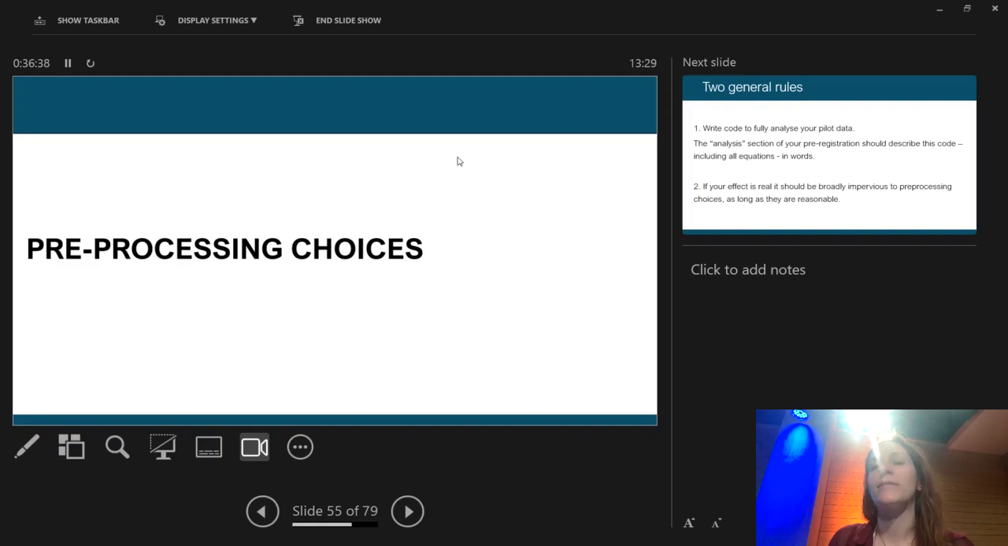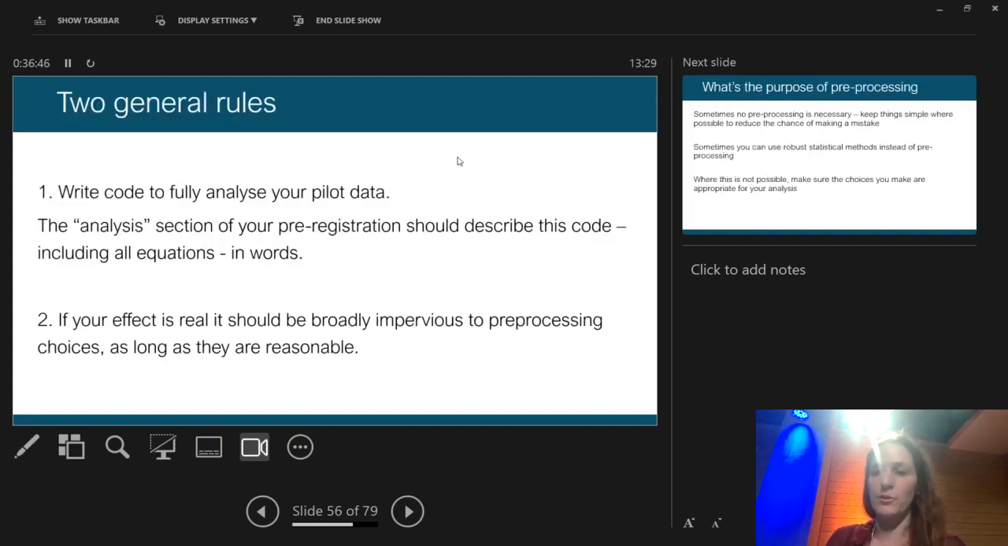But once you've got those sorted, this is going to be less relevant to some simpler paradigms. But if you're doing, for example, electrophysiology or neuroimaging or something like that, you might have a lot of data pre-processing. And this can also sometimes be a bit daunting to pre-register.